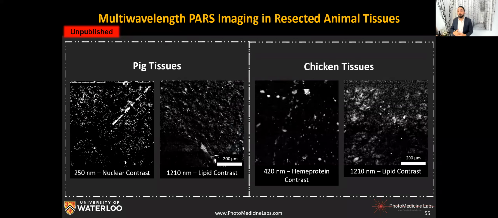As I mentioned, we can go beyond H&E. So here we start looking at actual lipid contrast in pig tissue and chicken tissue. And these are also very first times that PARS has been used to look at this level of morphology in tissues. And this is very, very exciting.